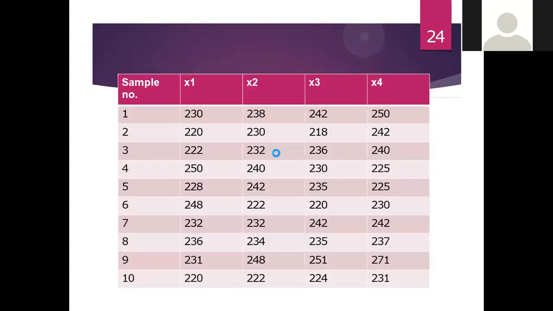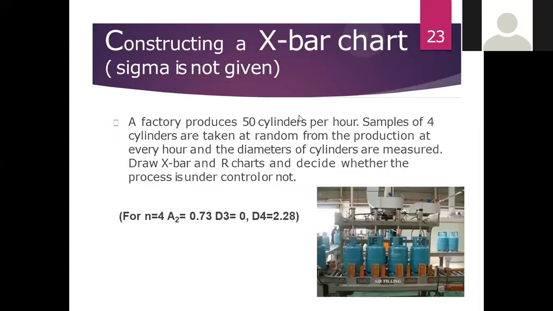Constructing, first we will do R bar. The data is the same for everything. The factory produces 50 gas cylinders per hour. Samples of 4 cylinders are taken at random from the production every hour. So for 1 hour, 50 cylinders are produced, and they are taking 4 samples, 4 observations for every hour.